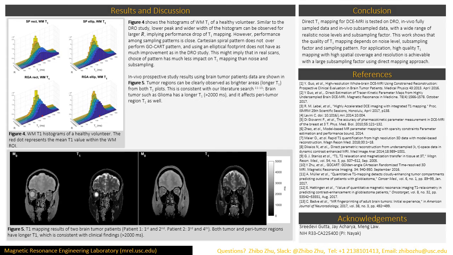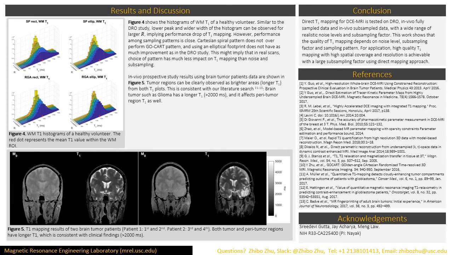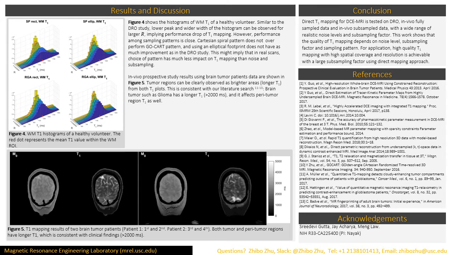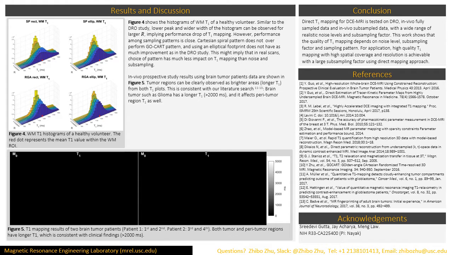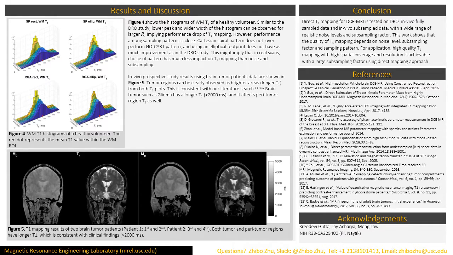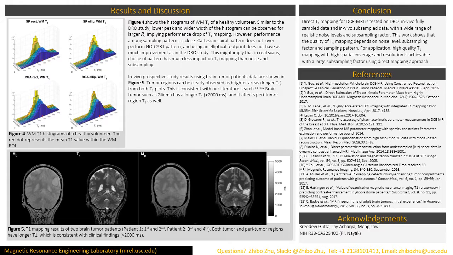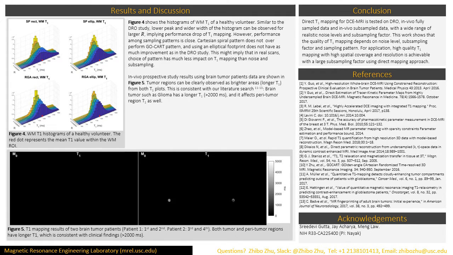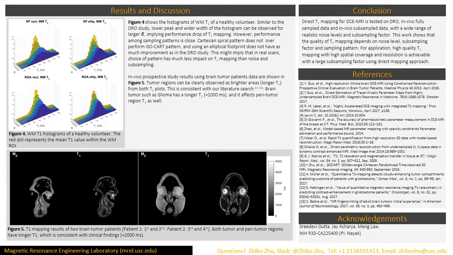In the in vivo prospective study, results using brain tumor patients' data are shown in Figure 5. Tumor regions can be clearly observed as a brighter area from both T1 plots. This is consistent with our literature search. Brain tumors such as glioma have a longer T1, and it affects peritumor region T1 as well.